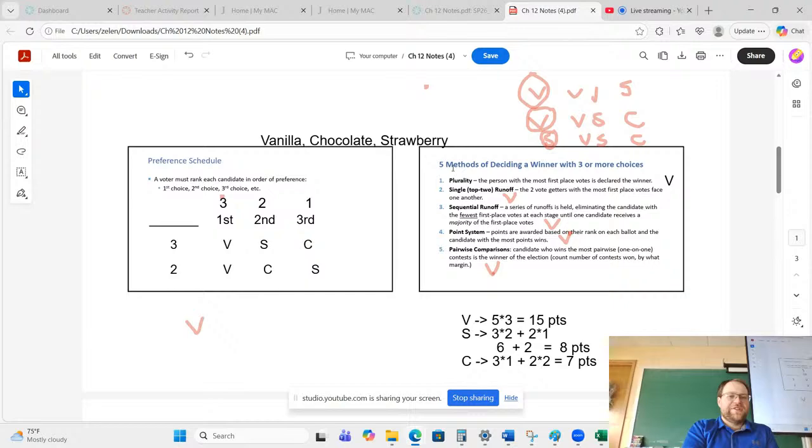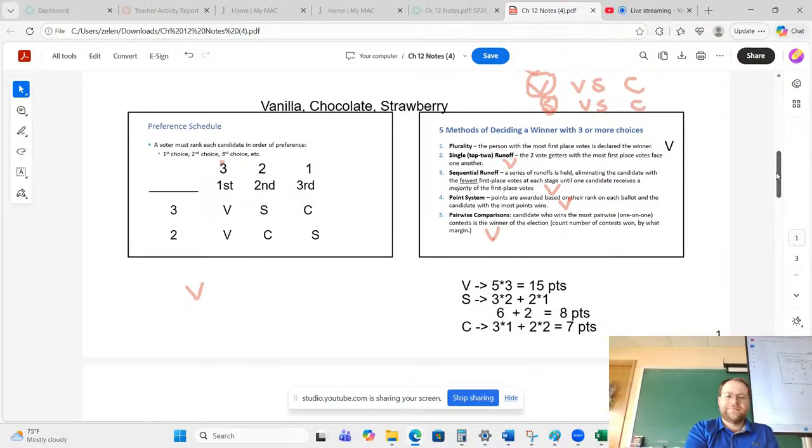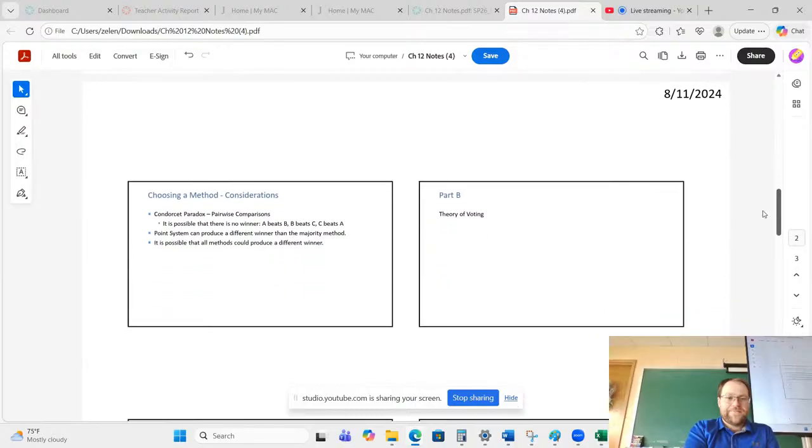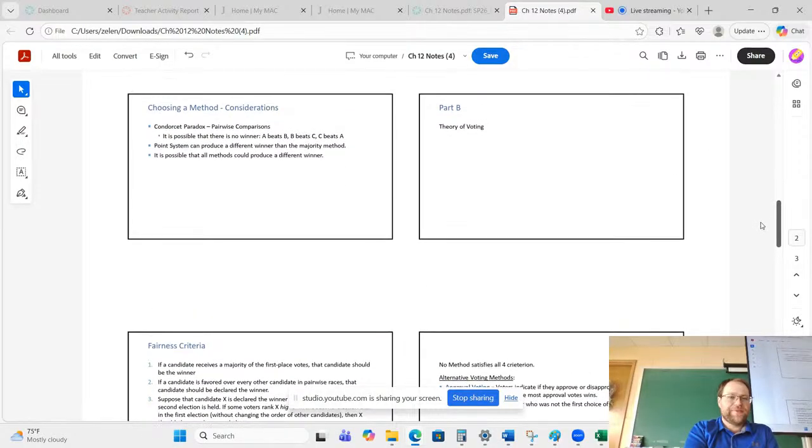Any questions on how any of the 5 methods work? Okay. There are some things to consider with this chapter, with voting. There is a situation with pairwise comparisons that you might get an infinite loop where each of them wins one. So then you have no winner.